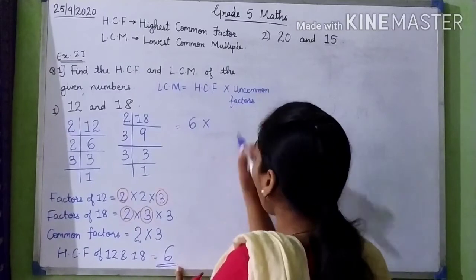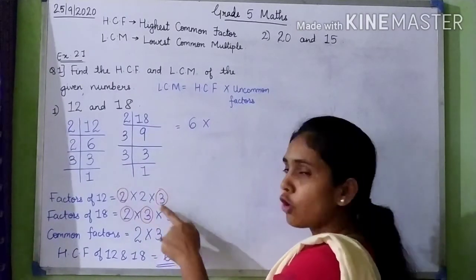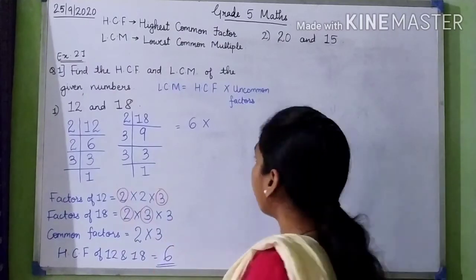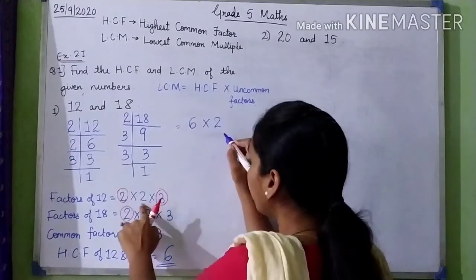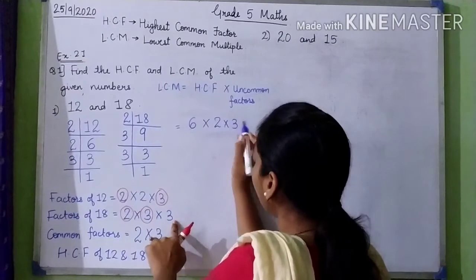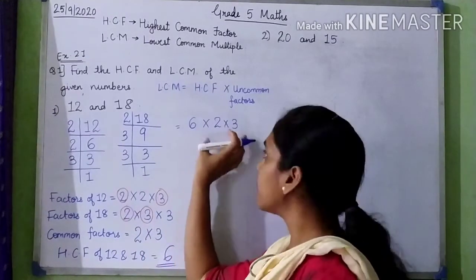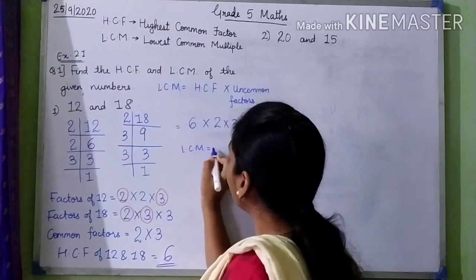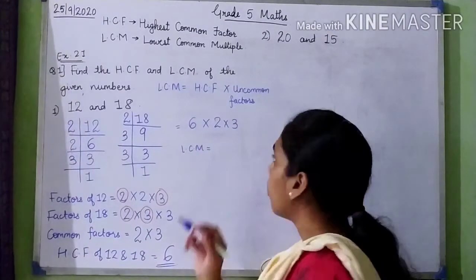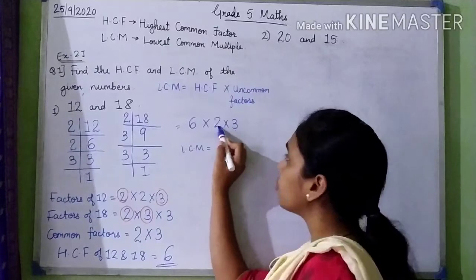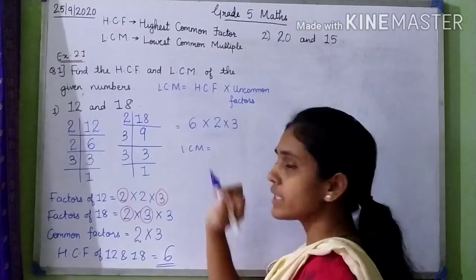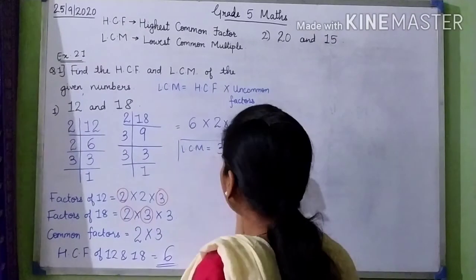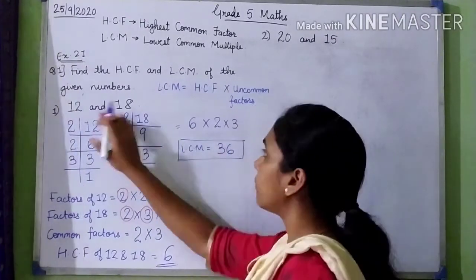Then the uncommon factors. Which factors are left which are not circled here? The 2 and the 3 are left. So I multiply it by this 2 and by this 3. On multiplying these three numbers, I will get the LCM. So the LCM will be equal to 6 into 2 into 3, which is 6, and 6 into 6 is 36. So 36 is the LCM of 12 and 18.